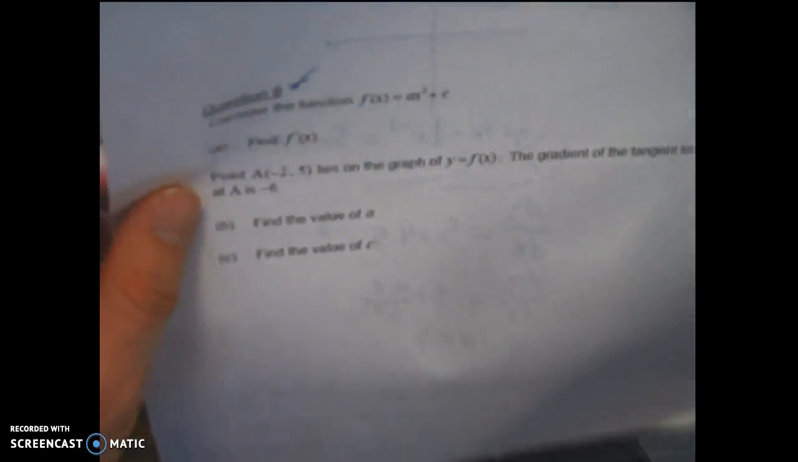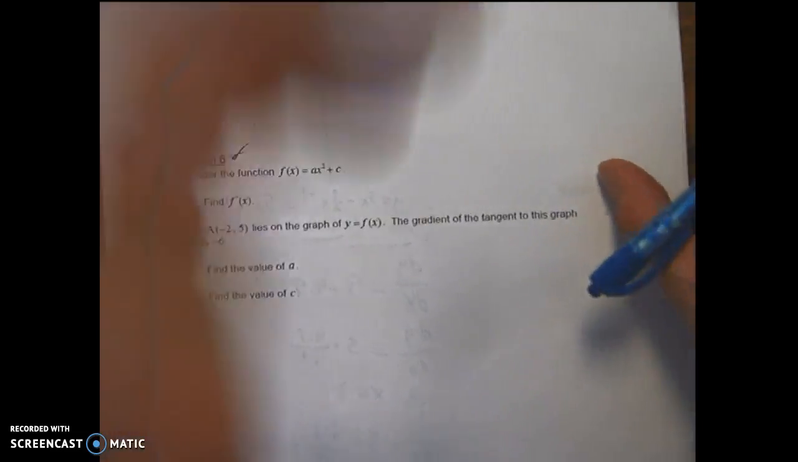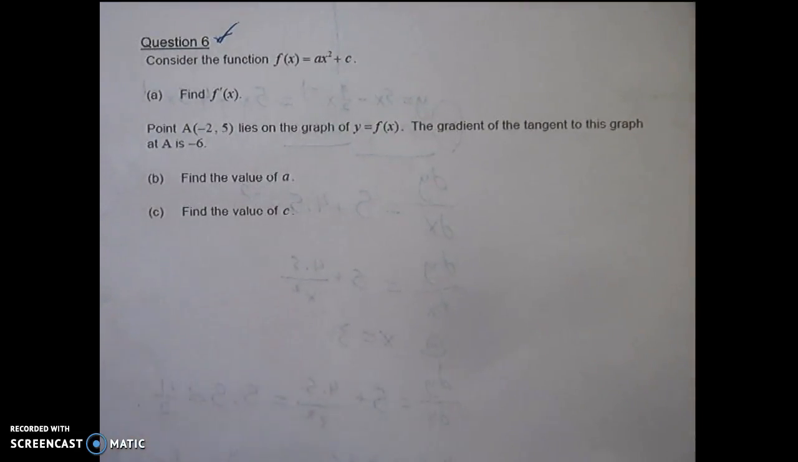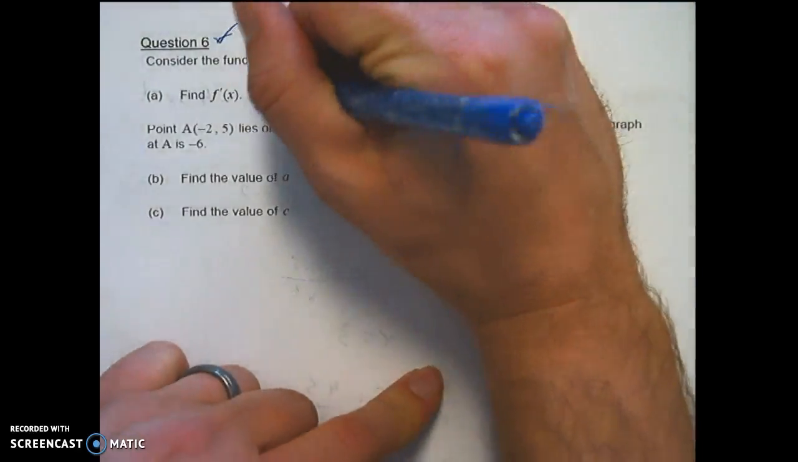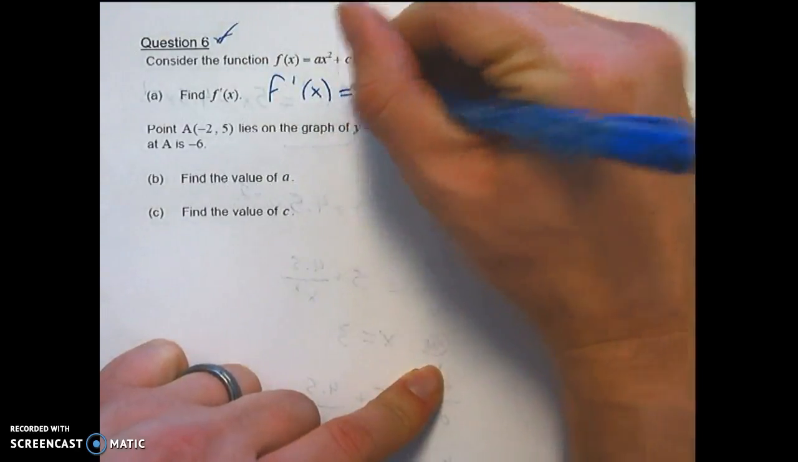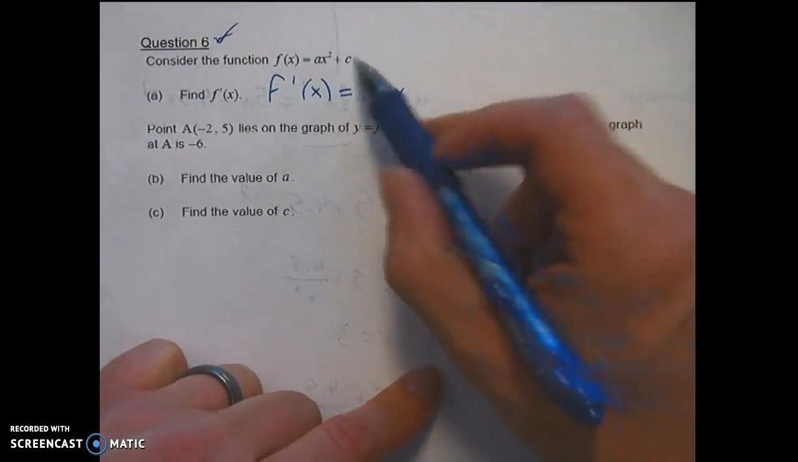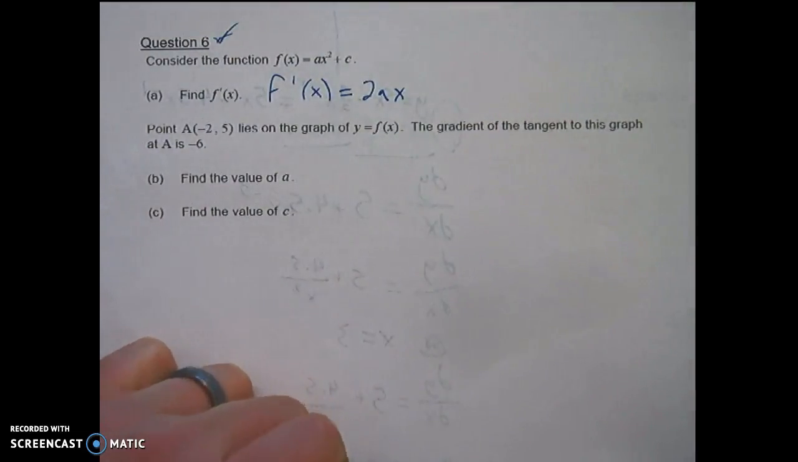Let's talk about an actual IB problem, though. This is an IB problem you might see if you look at previous exams. Consider the function f of x equals ax squared plus c. Find f prime of x. Well, that's easy. f prime of x, just the first derivative, so that's 2a x to the first power. c is a constant, so it drops out.